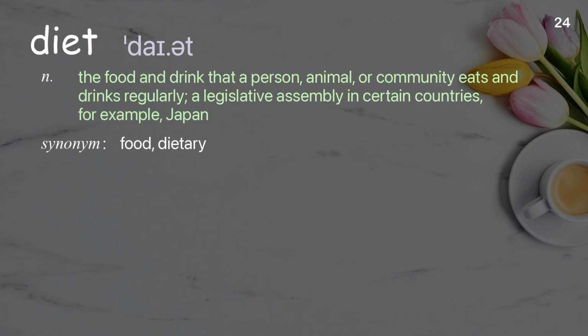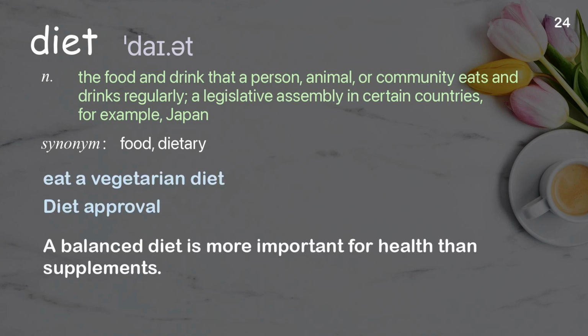Diet. The food and drink that a person, animal, or community eats and drinks regularly; a legislative assembly in certain countries, for example, Japan. Examples: eat a vegetarian diet, diet approval. A balanced diet is more important for health than supplements.